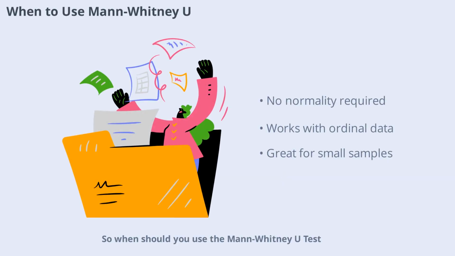But when should you use the Mann Whitney U test? It's ideal when you want to compare two groups but your data doesn't meet the assumptions required for a t-test, such as normality or equal variances. It's also perfect for ordinal data like survey responses ranked from strongly agree to strongly disagree. If your sample sizes are small or your data is not interval or ratio, this test is a reliable choice.